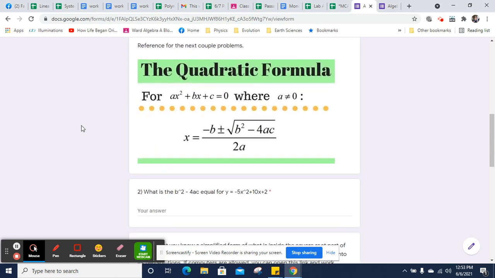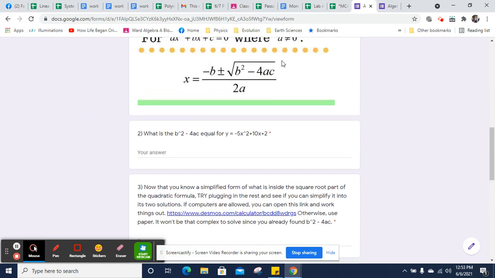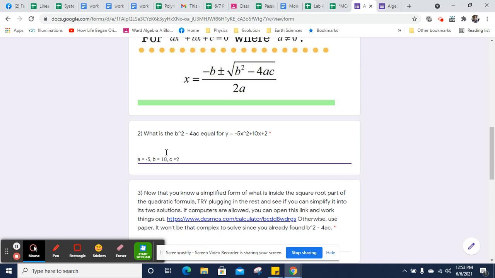Let's go down here to figure out the b squared minus 4ac part, because that's probably the most complicated thing to deal with in this quadratic formula. So we've got A, B, and C, and we're going to do b squared minus 4ac. The name of this part of the quadratic formula is the discriminant, because if it's positive, you're going to have a plus or minus version of your answer. So you'll have two solutions in the real number system.